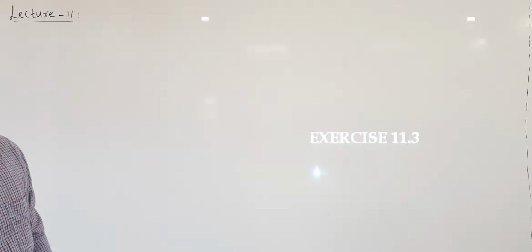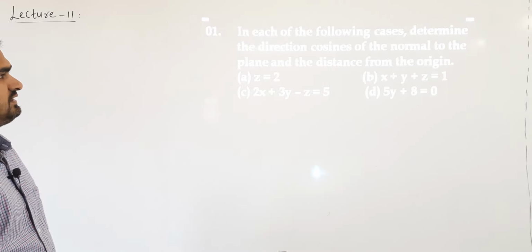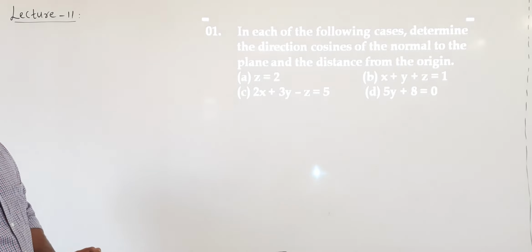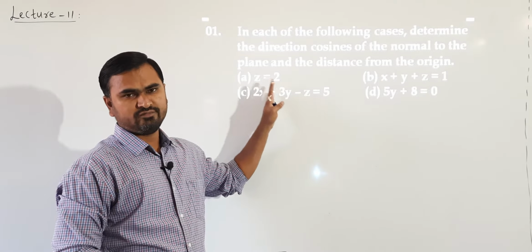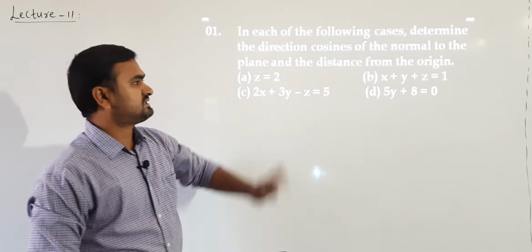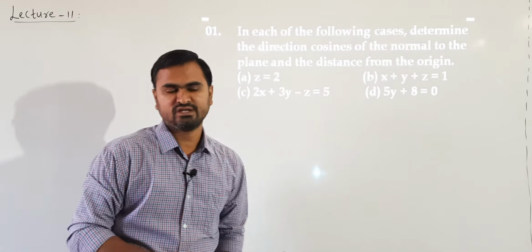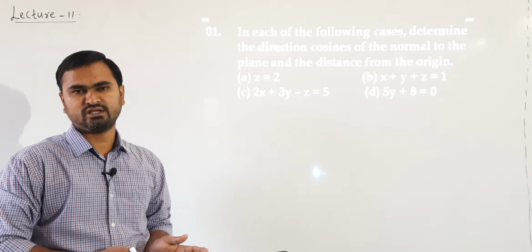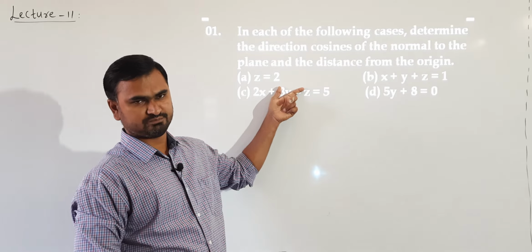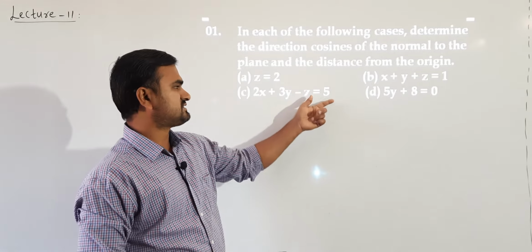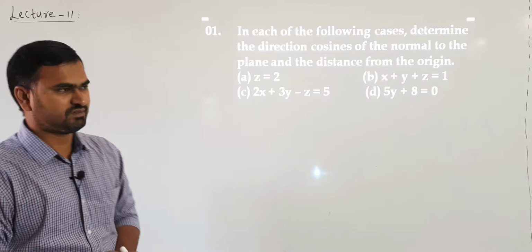See questions. Question number 1. In each of the following cases, determine the direction cosines of normal to the plane and the distance from origin. So planes are given, we have to find direction cosines of normal to the plane and also the distance from origin. Now when can we get these direction cosines of normal to plane and distance from the origin? When we write the plane equation in normal form. So let us write the equation of plane in normal form, then we can find what are DCs of normal and also the distance from origin.